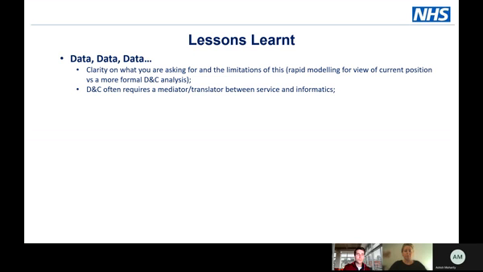And I've also found that it's very useful to have someone in place who can be that kind of mediator between the informatics team and the service team, because they will not use the same language. So to get the best out of both of them, it's just helpful to have someone who can mediate that conversation and make sure that the service gets what it needs, and informatics have the right definitions for what they've been asked for.